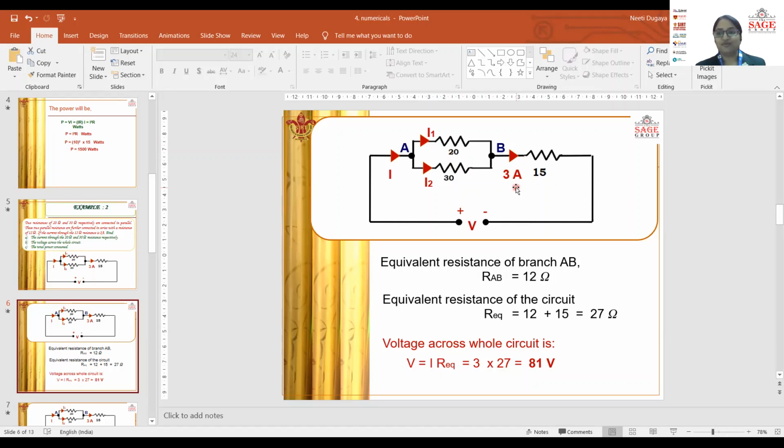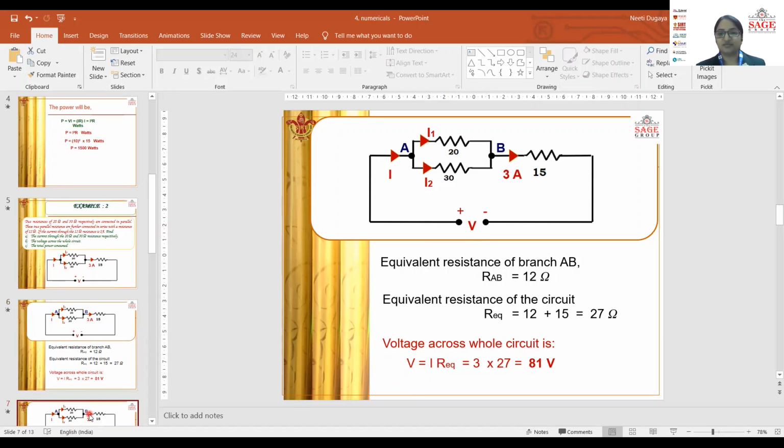And we already know Ohm's law is everywhere. So V is equal to I into R. And here we are taking R equivalent because we have to find the voltage across the whole circuit, that is across these two terminals, plus and minus, the voltage V which has been seen here. So current would be 3 amperes, and R equivalent would be 27 ohms as we have calculated here. So voltage would be 3 into 27, that is 81 volts. So the first problem has been solved.